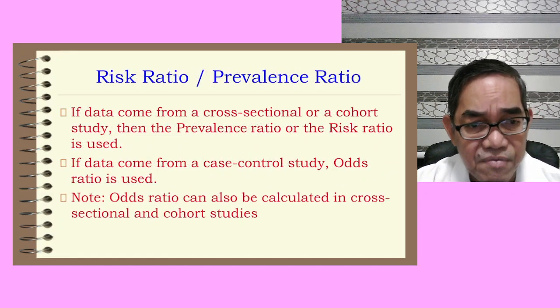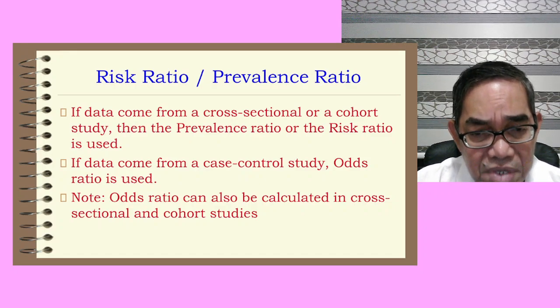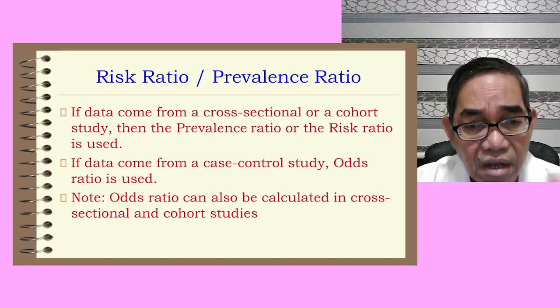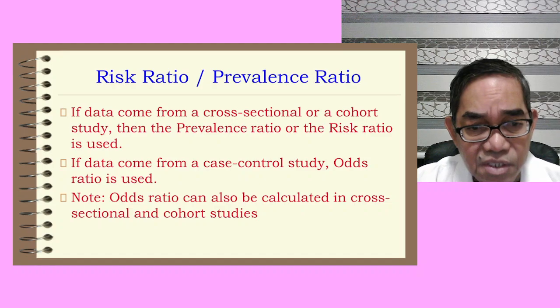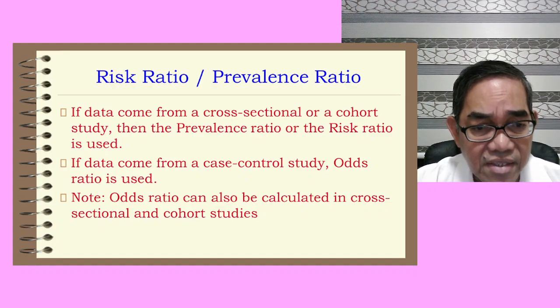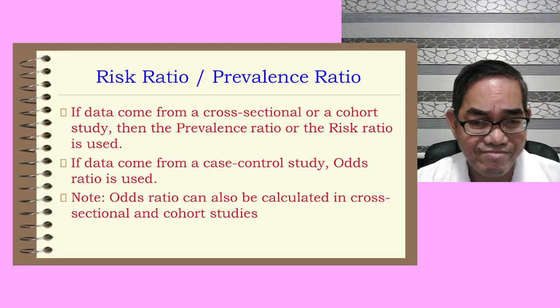Now if data come from a cross-sectional study or a cohort study, then prevalence ratio or risk ratio can be used, or even odds ratio can also be used. Now if data come from a case control study, only odds ratio is used. So again, just to repeat, odds ratio can also be calculated in a cross-sectional or in a cohort study.